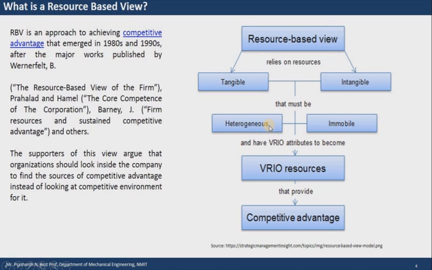The other one is immobile. The resources may be immobile, or in other words, the resources may not be moved from one place to another place. We know tangible resources can be moved from one place to another place because they are mobile. They are basically physical systems.